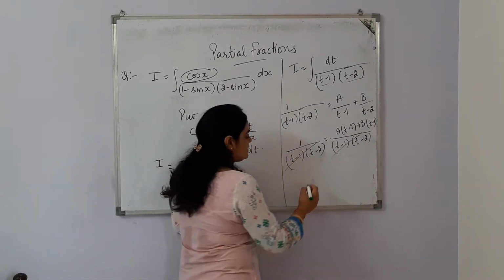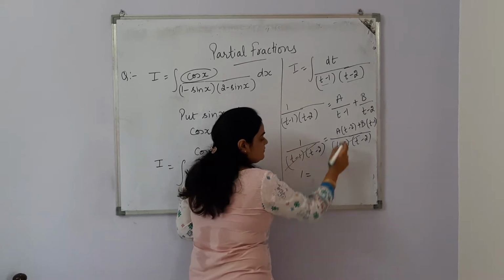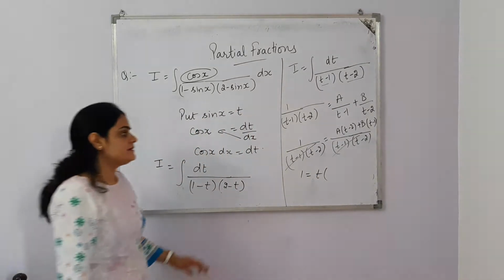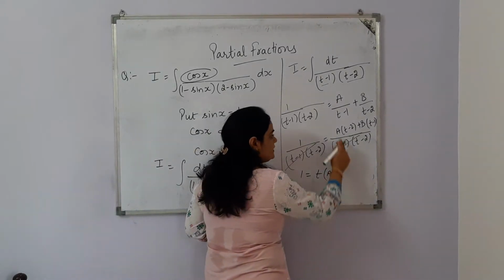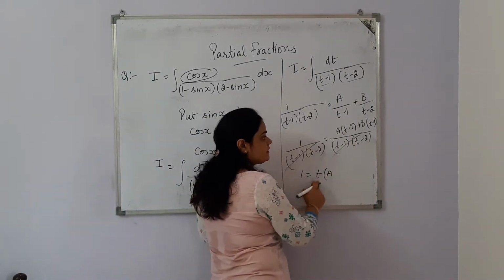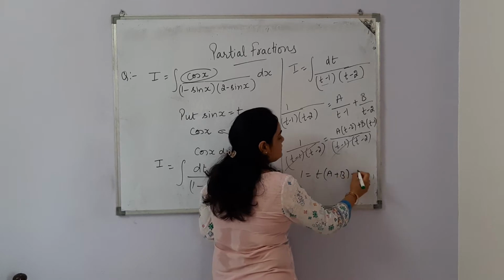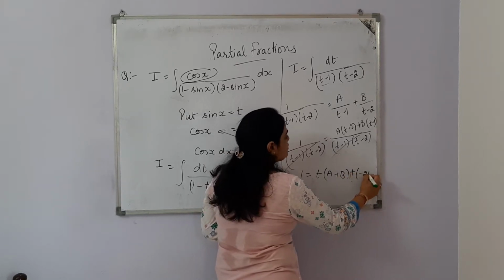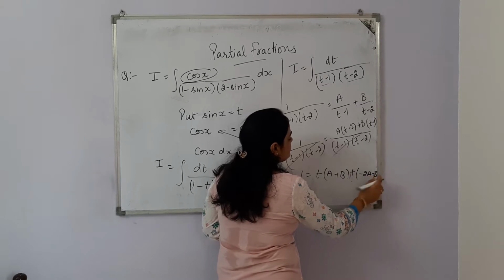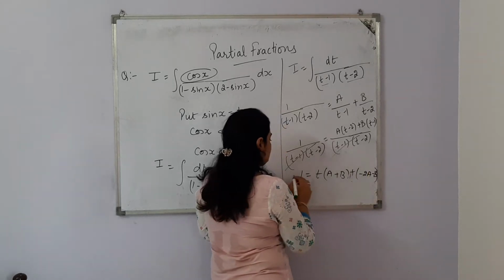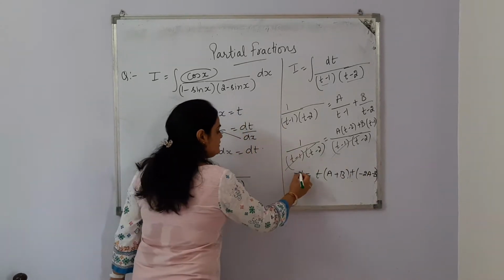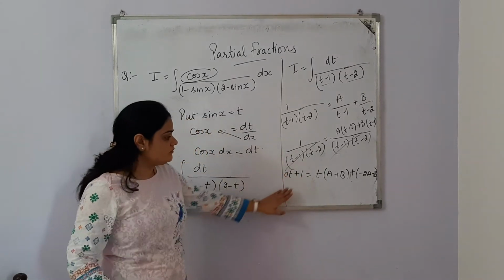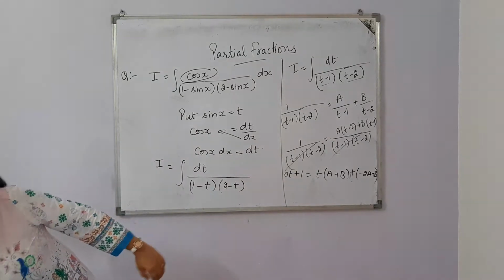So we'll compare the coefficients. First of all we'll take t. Here instead of x we now have variable t. So A into t, plus B into t, and the constant is minus 2A minus B. Here the constant is 1. There is no term with t, so can we take 0t? Now we can compare the coefficients.